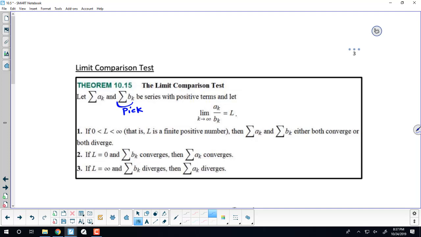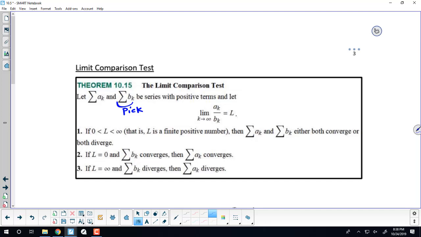So if we look at their quotient and the limit is a finite positive number, then that means that both of those series do the same thing. Why would that be? Like, why does that make sense? Because the tail is what determines the convergence. Yeah. If the limit goes to the same place, then their tails are going to do the same thing. So either they're both converging or they're both diverging.